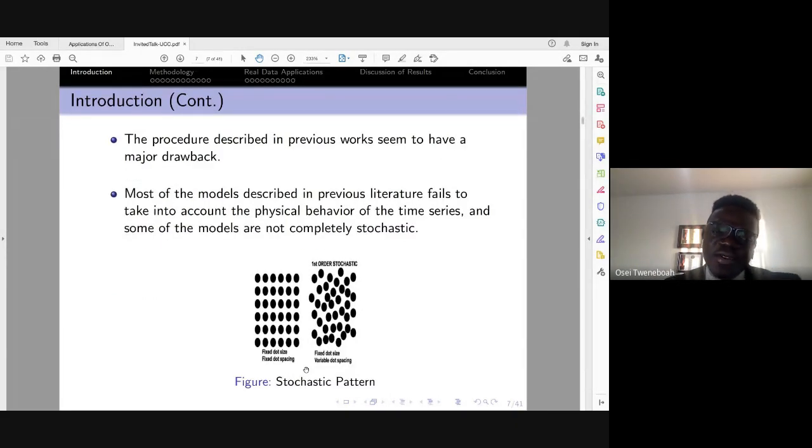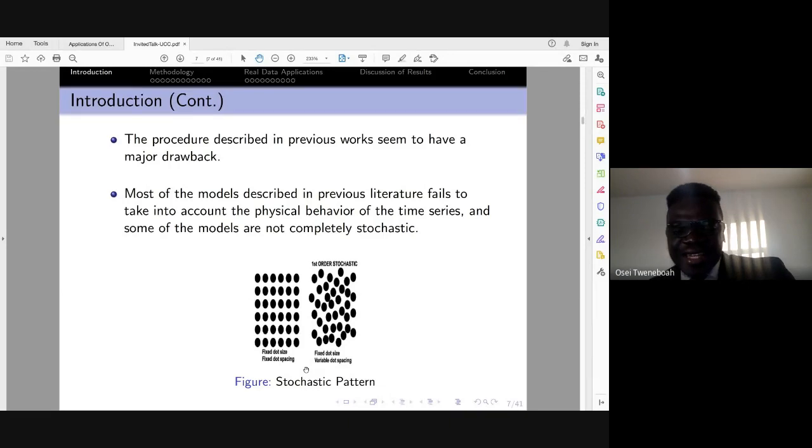But then, from all these papers and works that have been done, there seemed to be one major drawback, and one of the major drawbacks is that the model developed is not completely stochastic. Okay, and what do I mean by stochastic?